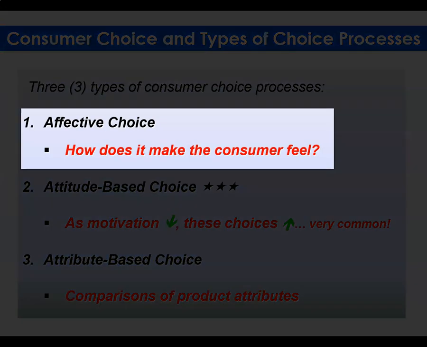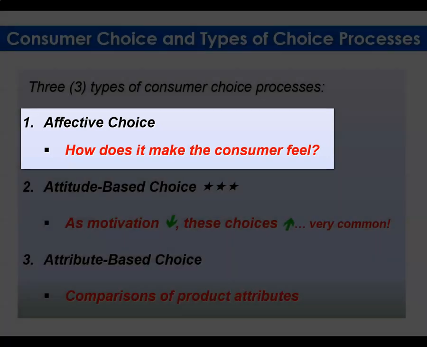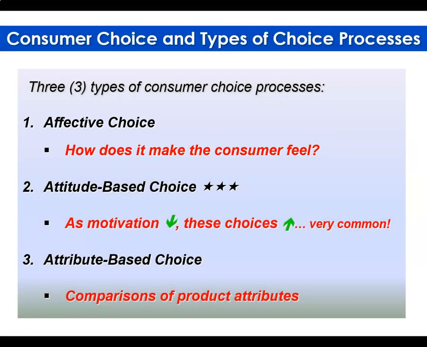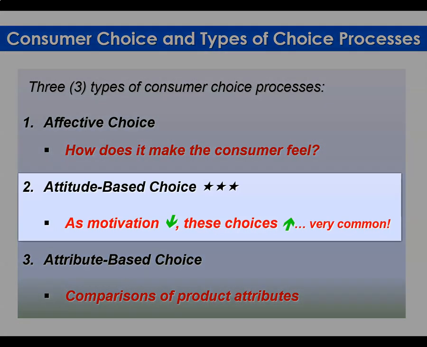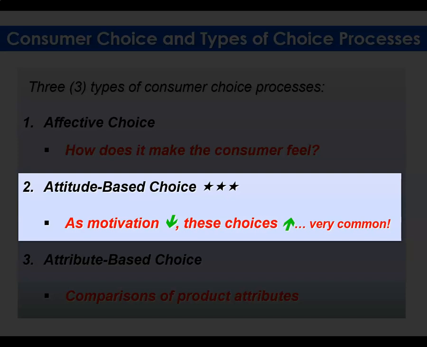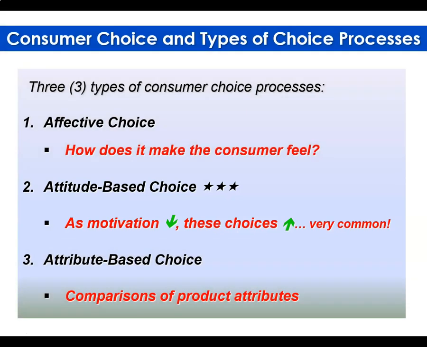The first is affective. By now you should recognize that the word affect or affective is going to have some relationship to or be interchanged with emotion. In other words, a choice of this type asks the question, how does it make the consumer feel? The second is an attitude-based choice. What you need to realize in this condition is most consumer choices fall under this particular type of choice process.